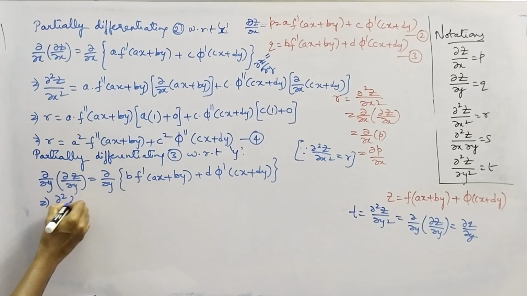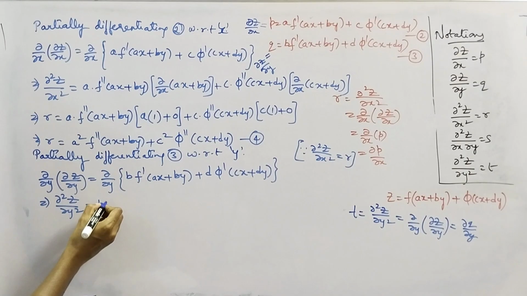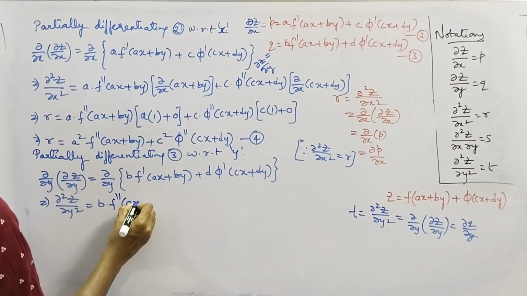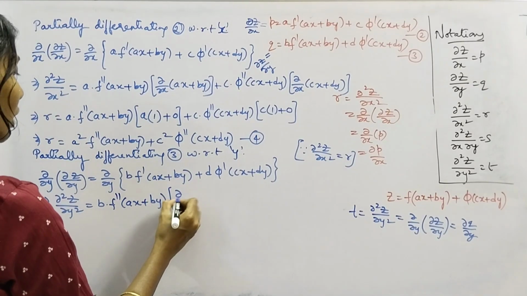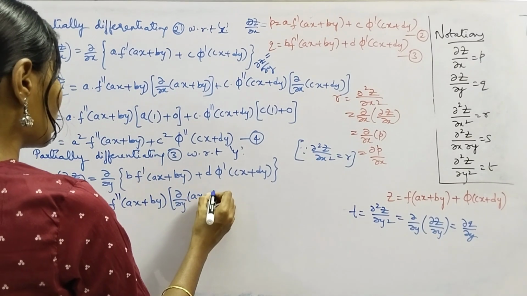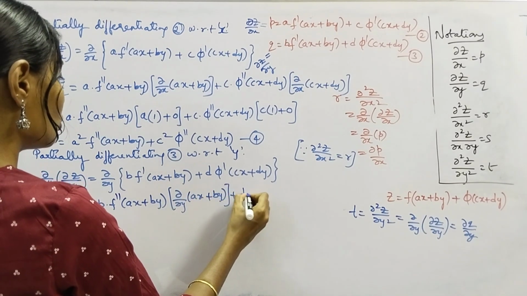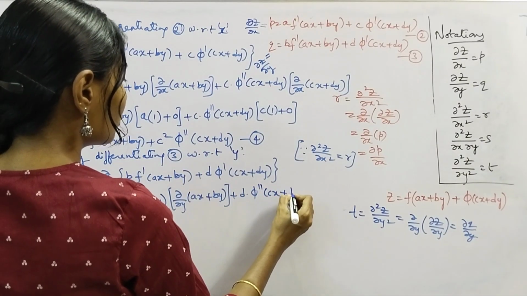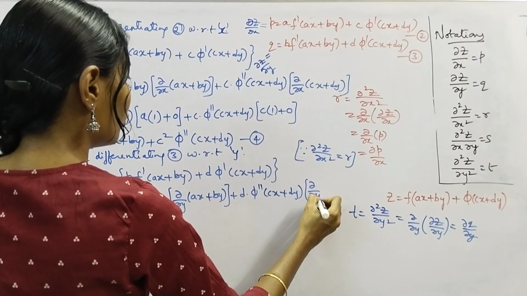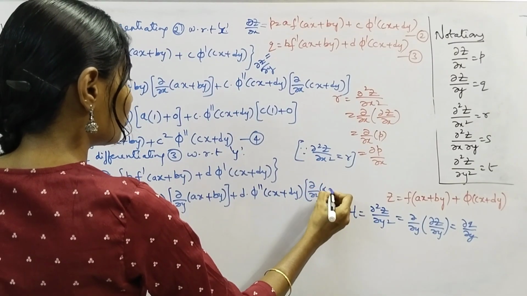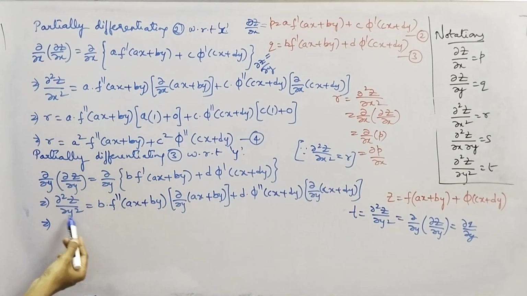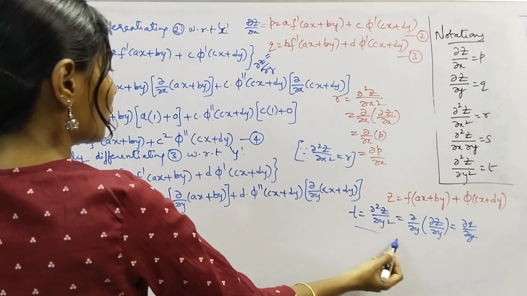This gives us ∂²z/∂y² equal to b into, here we are partially differentiating with respect to y, so we'll treat x as constant, the partial derivative of f' with respect to y, which is f'' of (ax+by) into the inner derivative ∂/∂y of (ax+by), plus d into the partial derivative of φ' of (cx+dy), which is φ'' of (cx+dy) into the inner derivative ∂/∂y of (cx+dy).